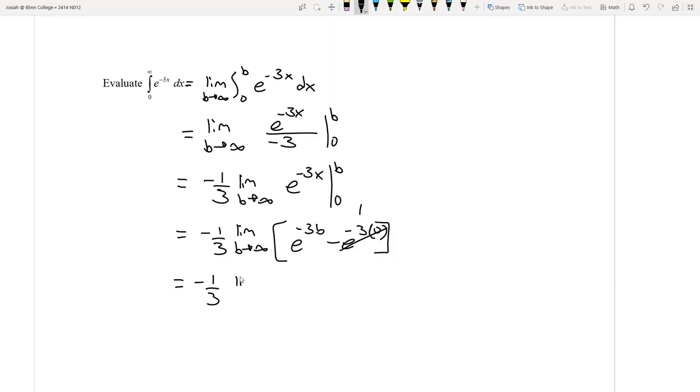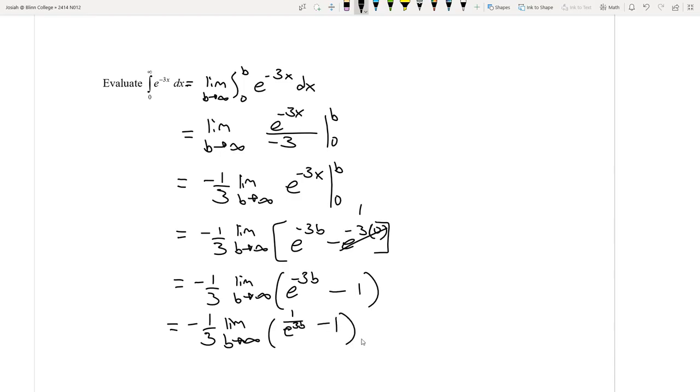So we get the limit as b tends to infinity here of e to the negative 3b minus 1. And so this is the same thing as negative 1/3 times the limit as b tends to infinity of 1 over e to the 3b minus 1. And so as b tends to infinity, this guy will go to infinity in the denominator, and so this entire fraction itself will go to 0.